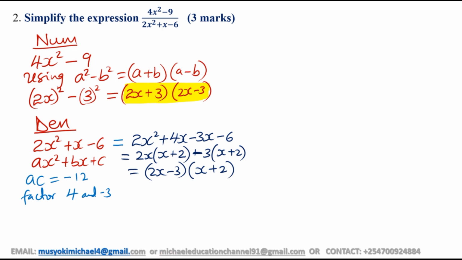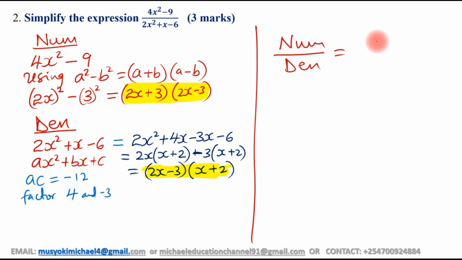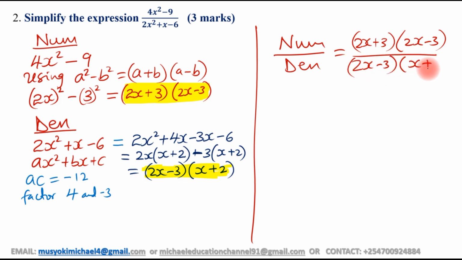So this value of the denominator is what we are going to divide by. Now we have the numerator divided by the denominator. This will be 2x plus 3 multiplied by 2x minus 3, all over 2x minus 3 multiplied by x plus 2. If we check both the numerator and the denominator, there is something which is common, which can cancel out.